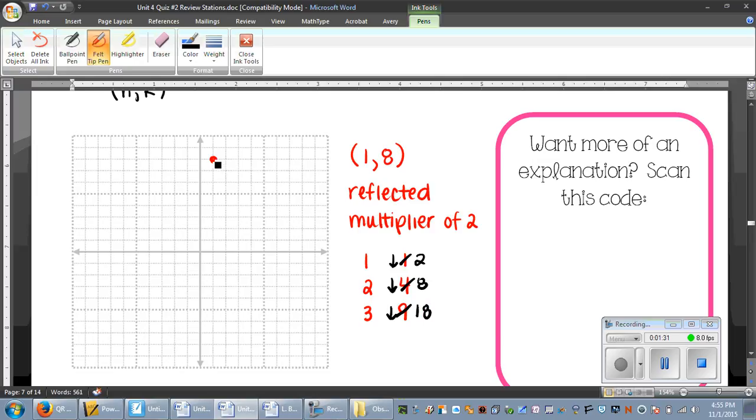So when I go to the vertex, I'm going to go out 1 on both sides and down 2 spaces. In order to plot the next point, I go back to the vertex, I go out 2 spaces and down 8. Out 2 spaces, down 8. And I can also go out 3 spaces, again starting at the vertex, down 18. That point does not always fit on the graph, but in this case it does, and I can connect my graph.